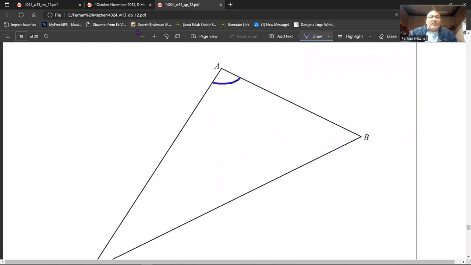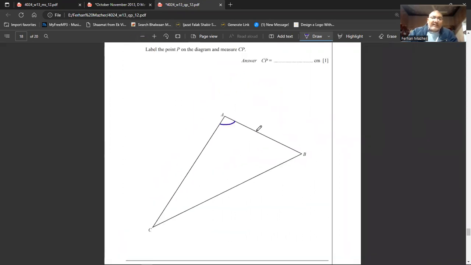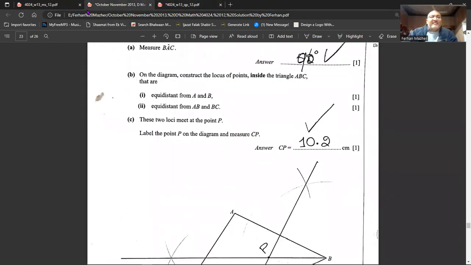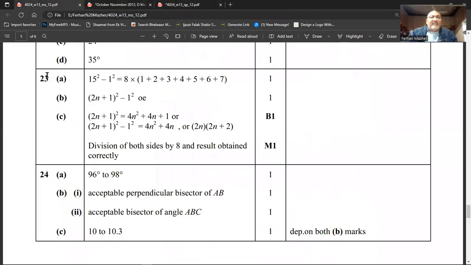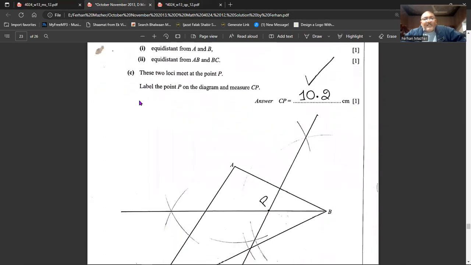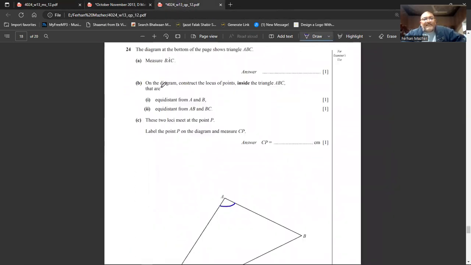The BAC angle can be measured very easily. Just put your protractor here, with 0 here. From here, count how much this angle is. I have done this, and this angle is approximately 96. So it's from 96 to 98, so our answer is approximately right.